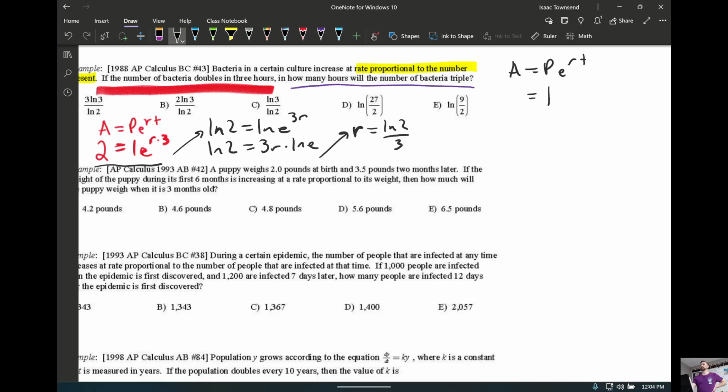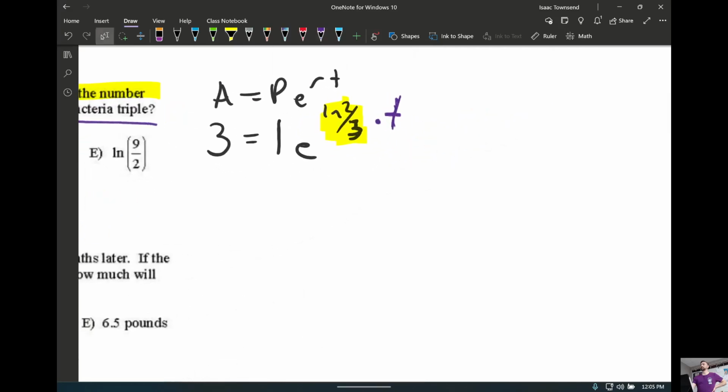And let's say I start off with 1 bacteria. It's going to triple when it gets to 3 bacteria. And now I know the rate. So instead of saying r, I can say it is natural log of 2 over 3. I used that underlined red information to solve for the rate. And this time, I don't know what t is. But that's what they want me to figure out, how many hours. So now I need to finish solving this.